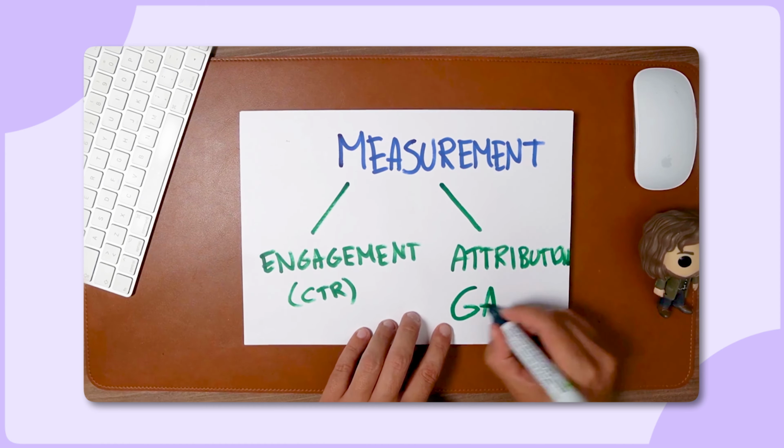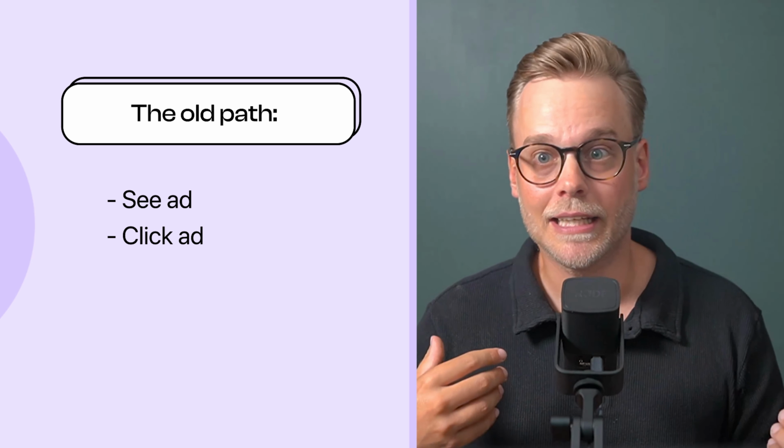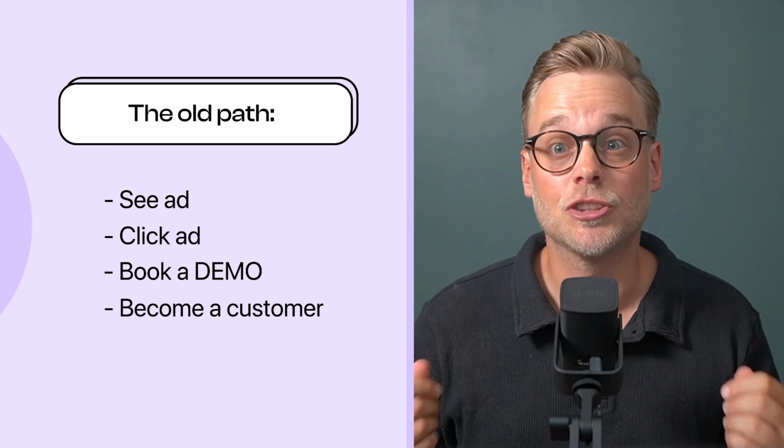But engagement alone, of course, does not tell you what is driving revenue or pipeline into the CRM. That is where the attribution gap comes in. The old path of see ad, click ad, book a demo, become a customer, that's gone. Buyers these days engage over weeks or months across multiple channels before they ever land on your website. And if you're going to continuously rely on these first click or last click attribution models inside your CRM, you will think your LinkedIn ads are not working. And that leads to obviously cutting campaigns that might be driving business in the first place.